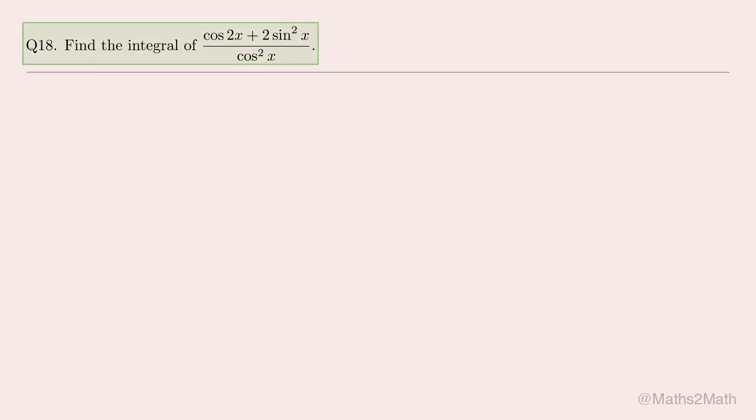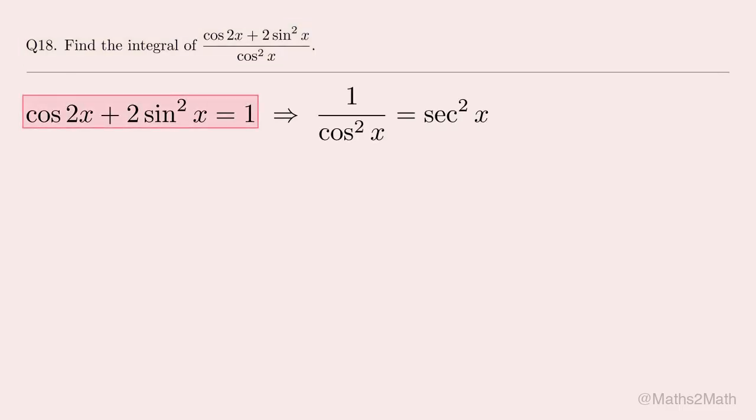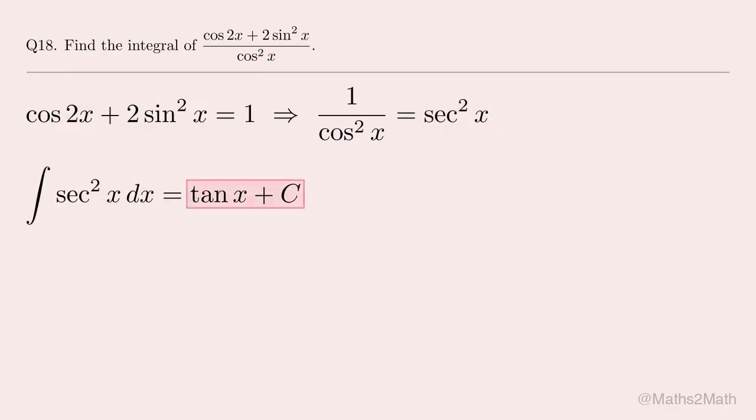Both are standard derivatives. Read backwards. Question 18. The numerator simplifies dramatically. Cosine 2x is 1 minus 2 sine squared, so the numerator collapses to 1. The integrand is secant squared. Integrate.